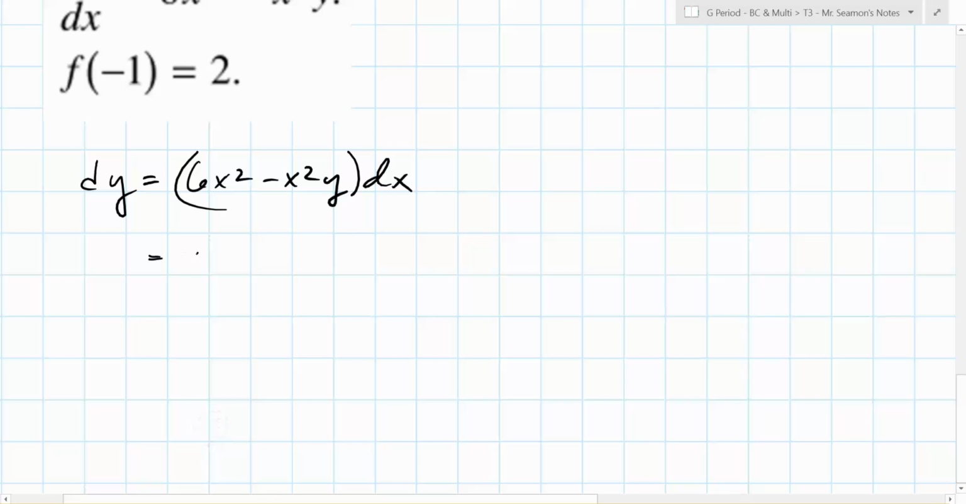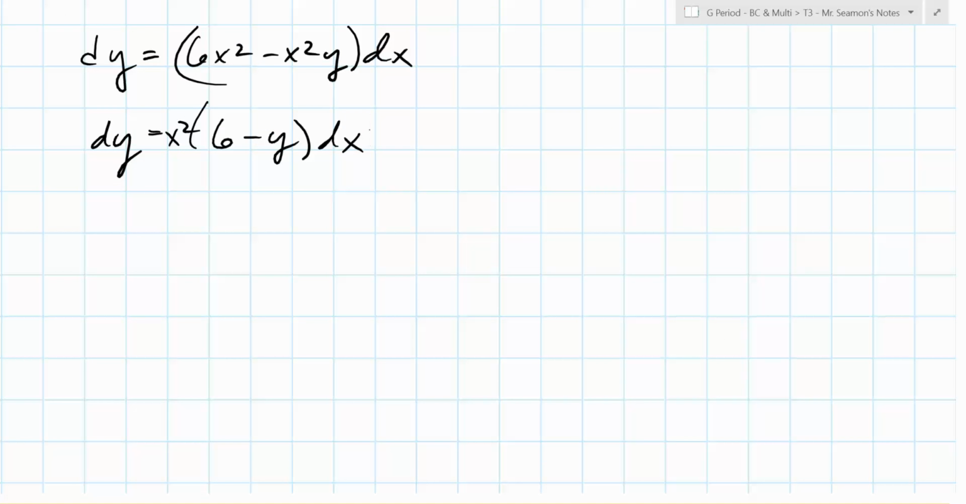So you took out x squared, so x squared like this, 6x squared minus y. Oh, if you take it out, it's not there anymore. Okay. Is this better? Yes. Then you divide by 6 minus y, so you get dy over 6 minus y is equal to x squared dx.